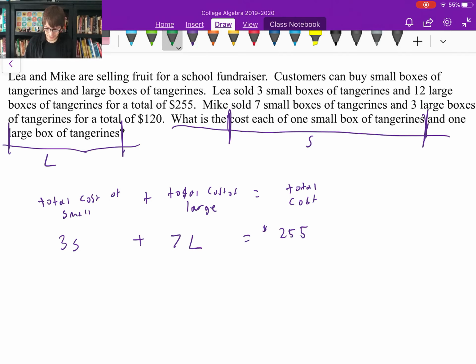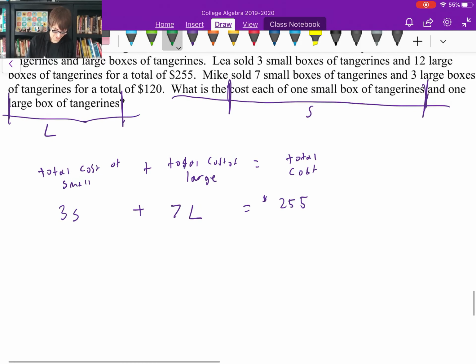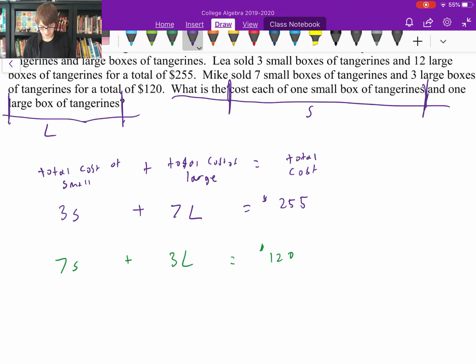How about the next one? It says Mike sold 7 small boxes of tangerines and 3 large boxes of tangerines for a total of $120. So the total cost for his small boxes would be 7 times the small boxes, and the total cost of the large boxes would be 3 times the large boxes. All that together would be $120. Okay, look at this, we've got two equations now. If we can solve this like a system of equations, we should be able to figure out what S and L are.